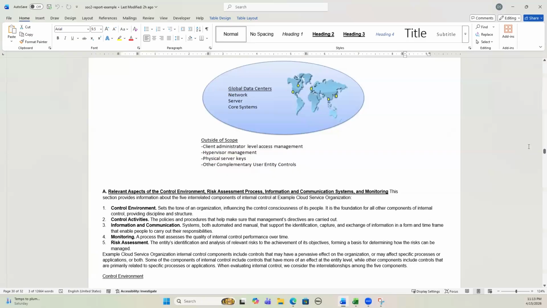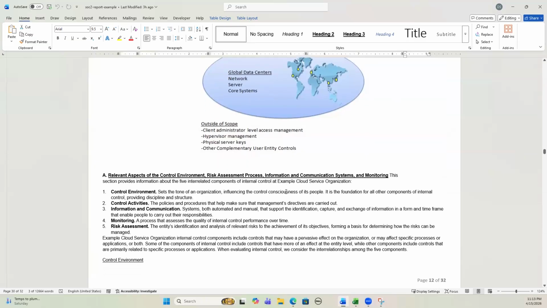Hypervisor management is also on you. Physical server keys are on you. Other complementary user entity controls are on you. Okay, so this was the last section that I thought was important to go over. And basically that's the SOC 2 deep dive that I wanted to go over and show you all of the important sections that you should pay more attention to.